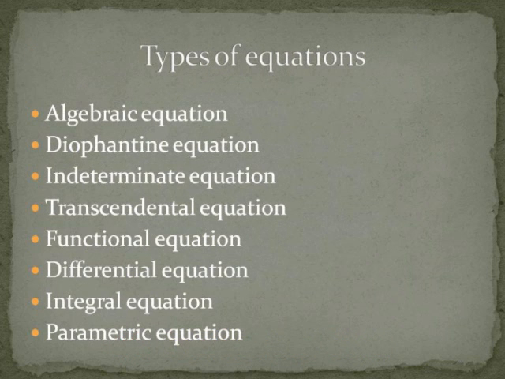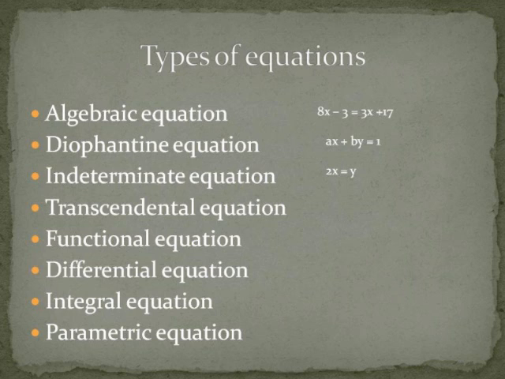There are 8 types of equations: algebraic, Diophantine, indeterminate, transcendental, functional, differential, integral, and parametric equations. The algebraic equation or polynomial equation is an equation in which a polynomial is set equal to another polynomial. The Diophantine equation is an equation where the unknowns are required to be integers. An indeterminate equation has an infinite set of solutions which only give one variable in terms of the others.